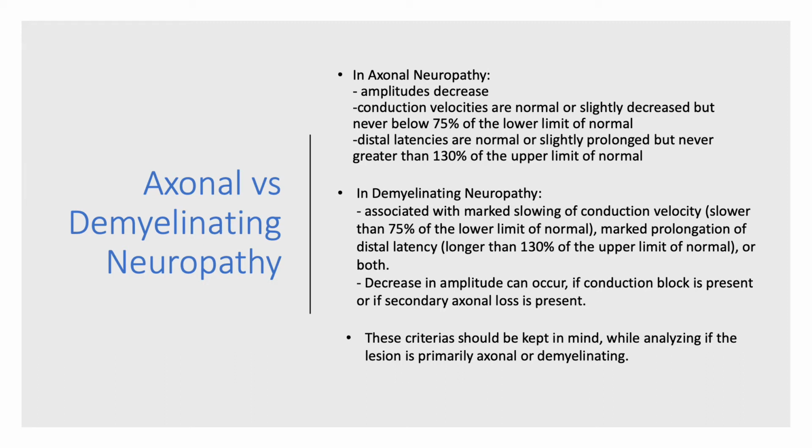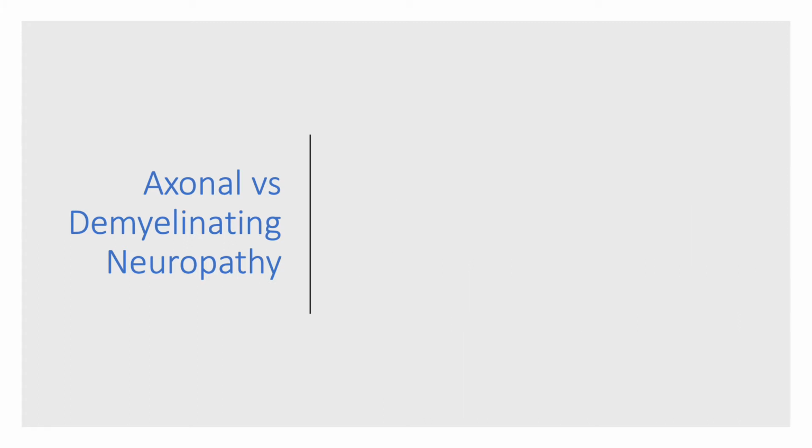This is the summary of how we can differentiate between these two neuropathies. Dr. Singhal, can you give us some examples of demyelinating and axonal neuropathies, please?